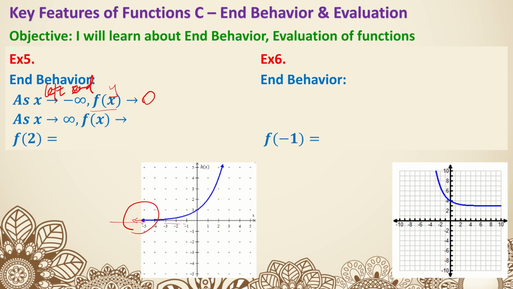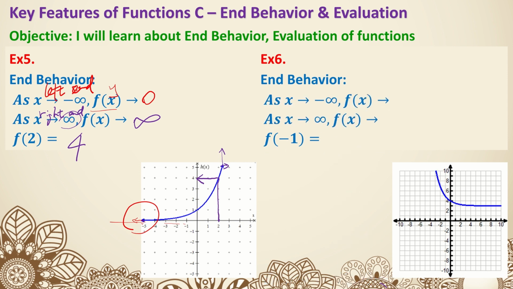On the right end, well, again, infinity means I'm looking at the right end. So this does go up and right. So when it's going to the right, it's also going up forever to infinity. As for f of 2, this is x equals 2. So when x equals 2, my y value is at 4. So f of 2 equals 4.